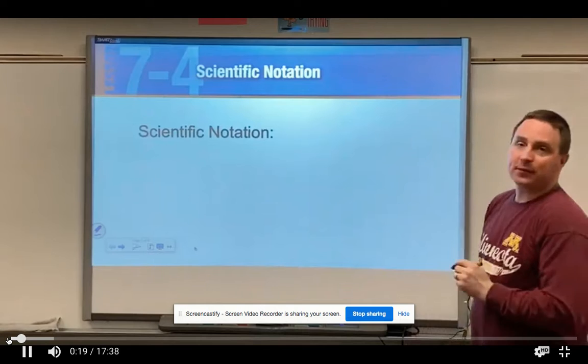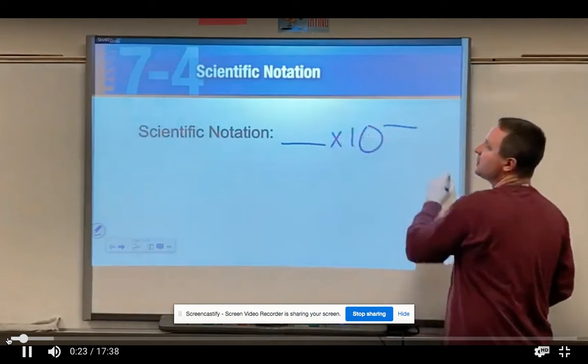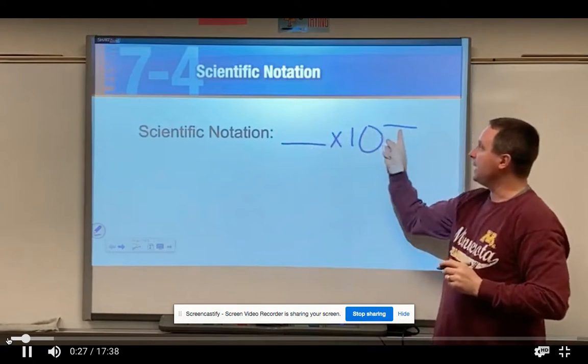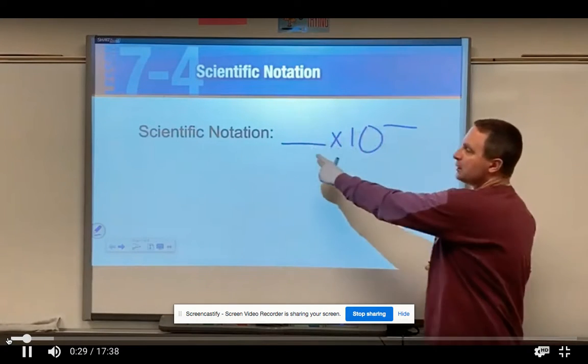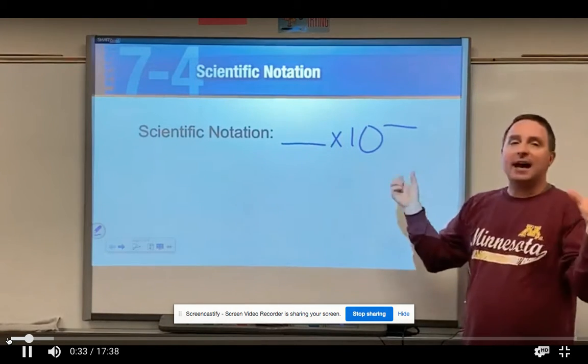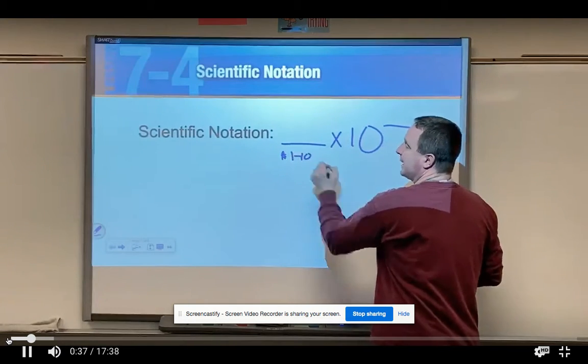There's a special form for scientific notation, and it looks like this. It's some number times 10 to a power. Now notice there's two parts to that: the first part and then the exponent part. The first part has a certain range, a certain size that first number can be. This has to be a number between 1 and 10.